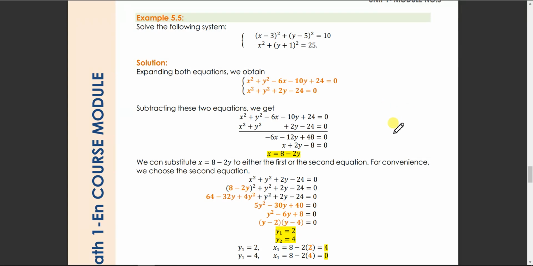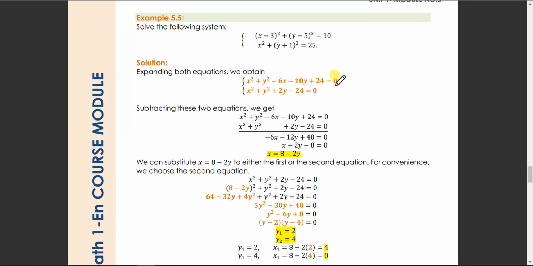So example number 5, we're going to solve this following system. We have x minus 3 squared plus y minus 5 squared is equal to 10, and x squared plus y plus 1 squared is equal to 25. So we are going to expand both of our equation, or you can just use the elimination. Depende sa inyo ha, substitution, elimination. So kung asa mo masayunan. So just use the method.